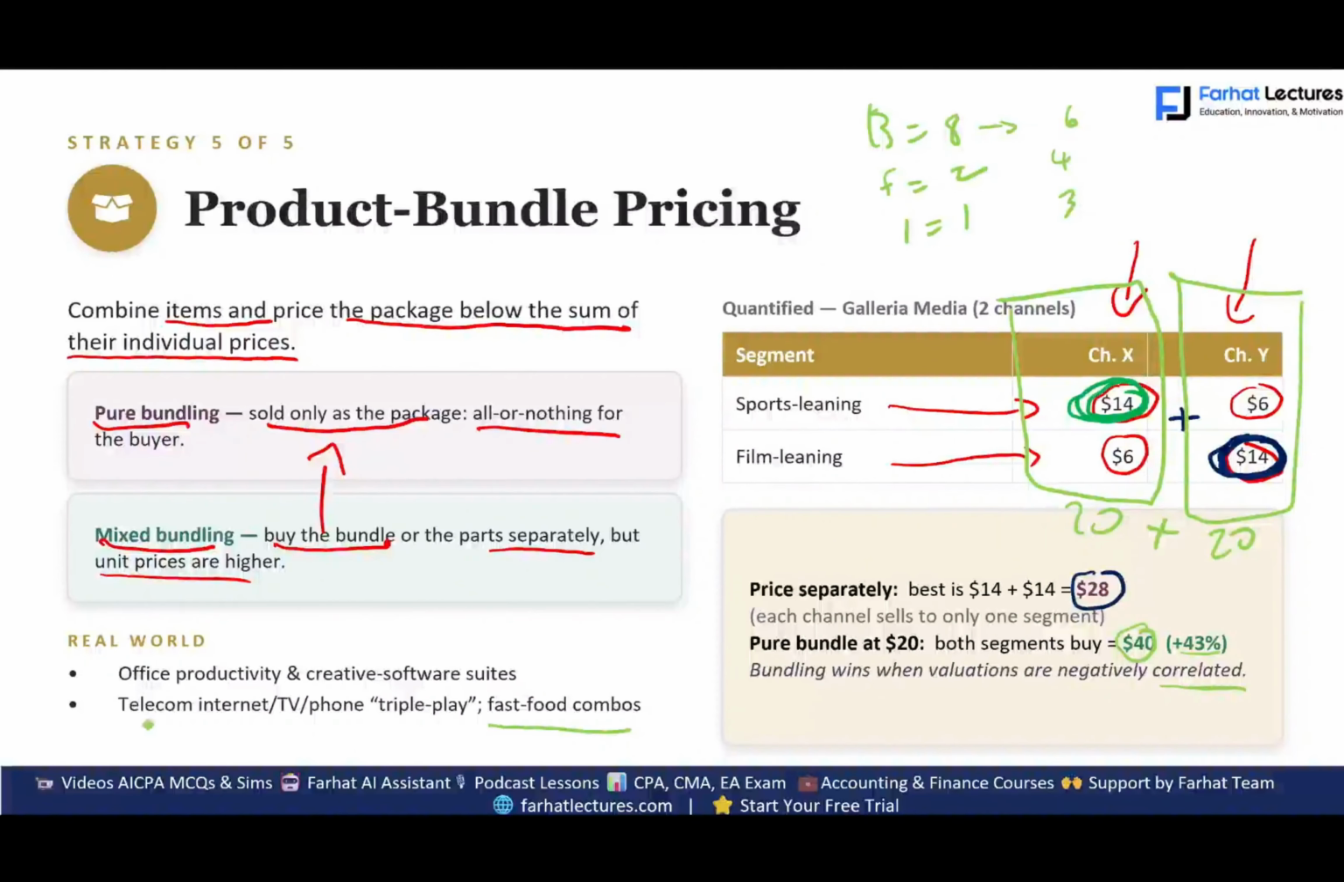The same concept applies when telecommunication companies offer you internet, TV, and phone all bundled at different prices. It will cost you more, but together you feel you're saving, while the company increased their revenue. So that's what product bundling is all about. Bundling works well when different customers value different items.